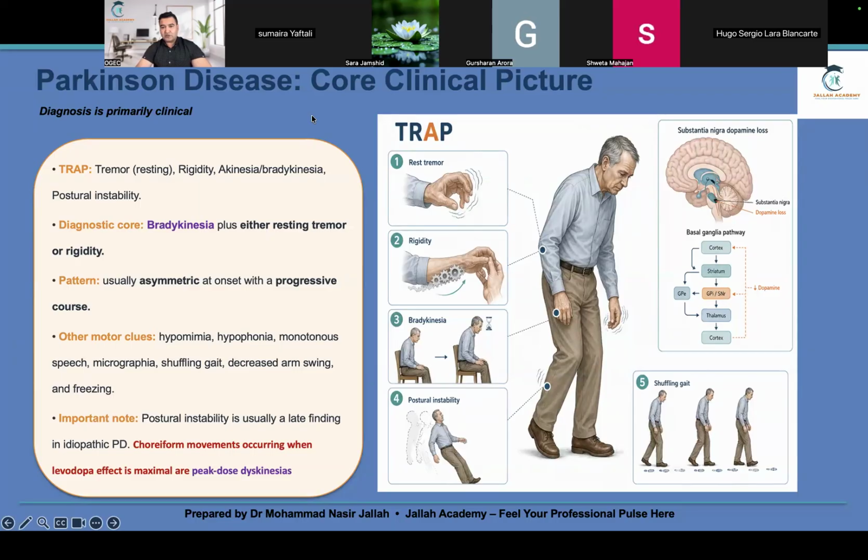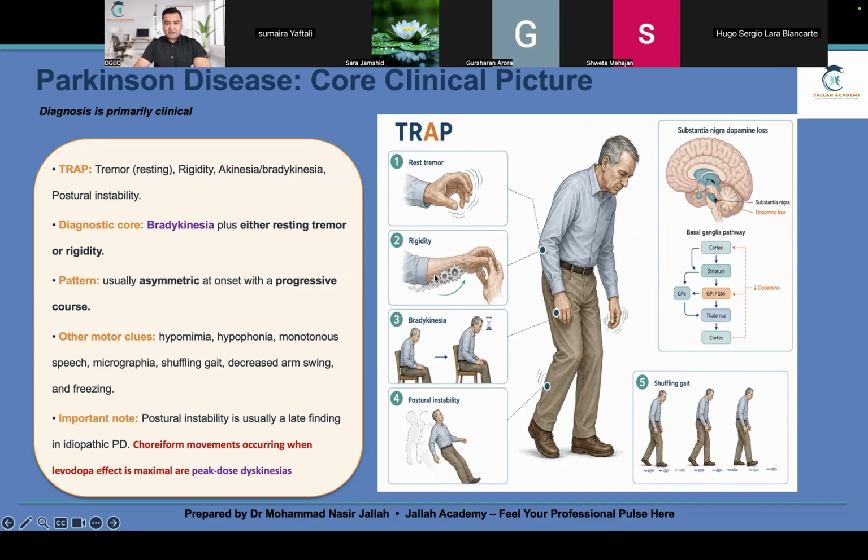Parkinson's disease core clinical picture is TRAP. Remember, this TRAP is not my mnemonic. It has been there for a very long period of time. So TRAP, I love this mnemonic. It's the best mnemonic that you can use to remember Parkinsonism. T stands for tremor. The tremor is a resting tremor.